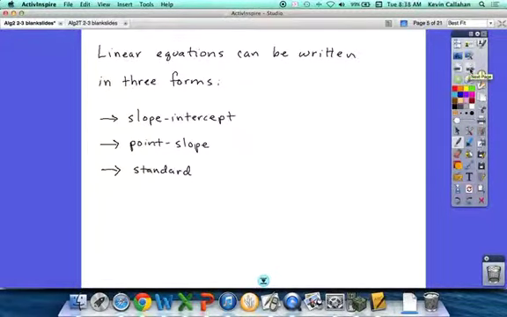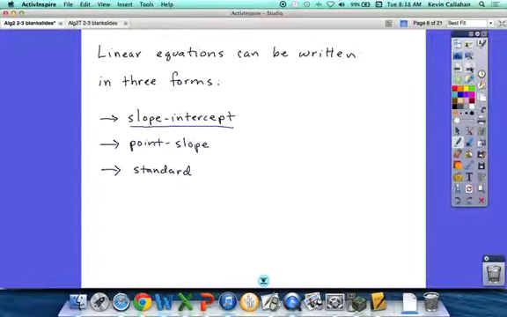So linear equations can be written in 3 forms, and that's what we're going to be doing between this class and next class. This class, we are only dealing with slope-intercept. But in the next 2, we'll be using point slope and standard forms. And each one has its particular use, that makes it more useful for you.